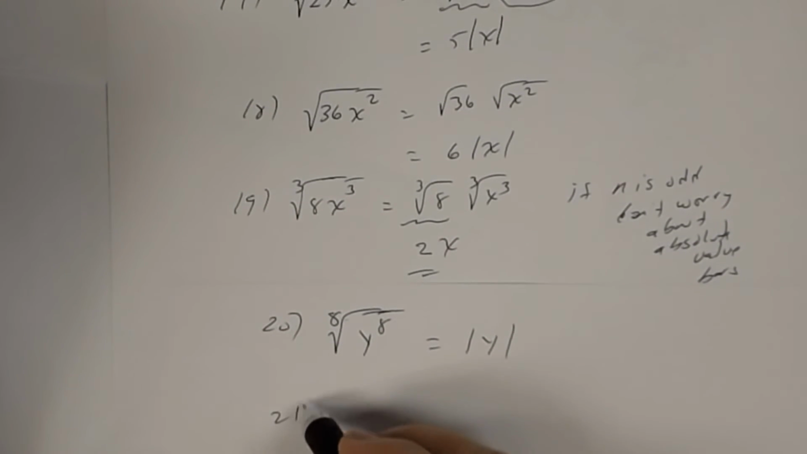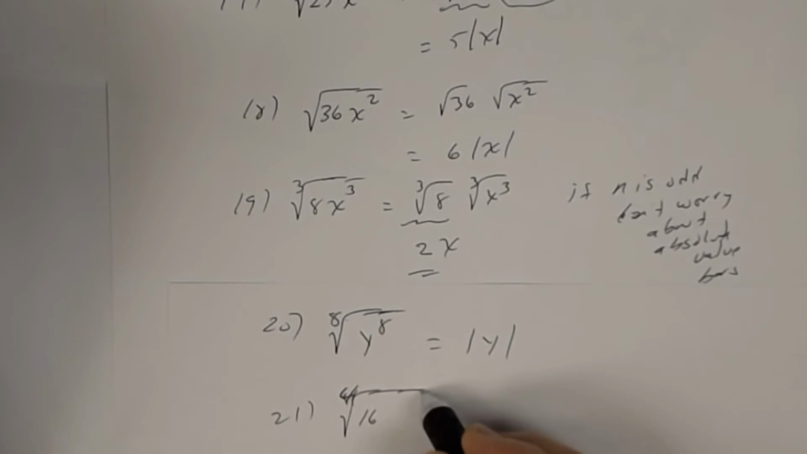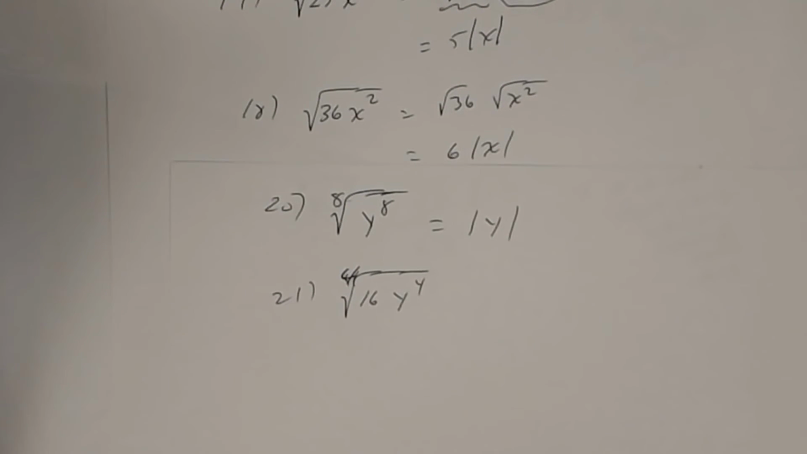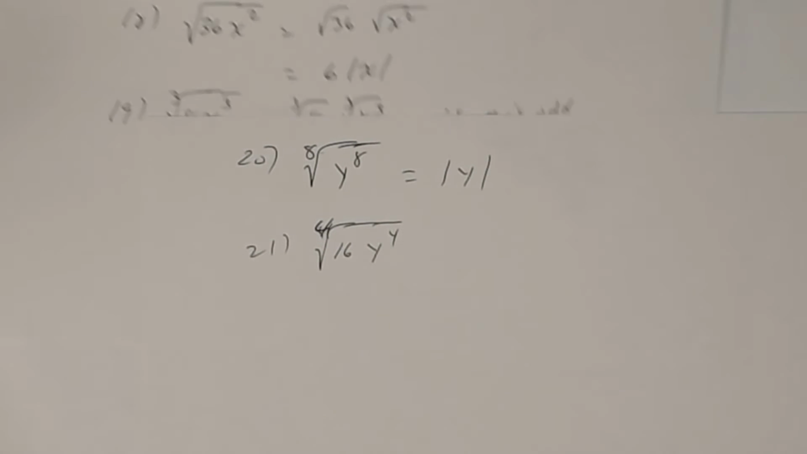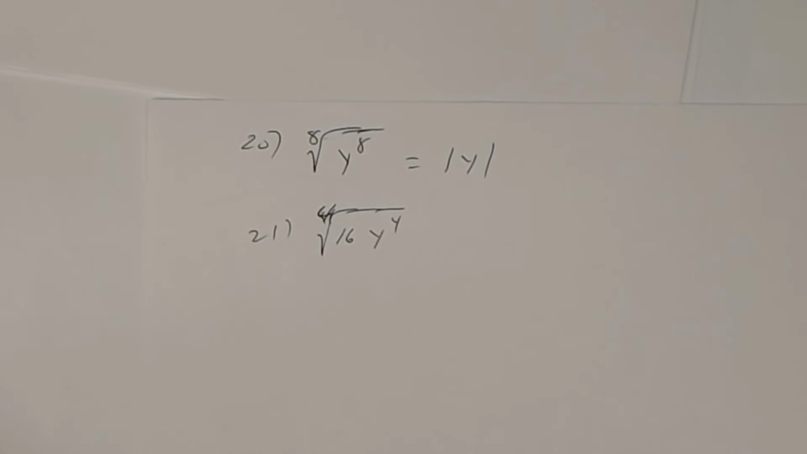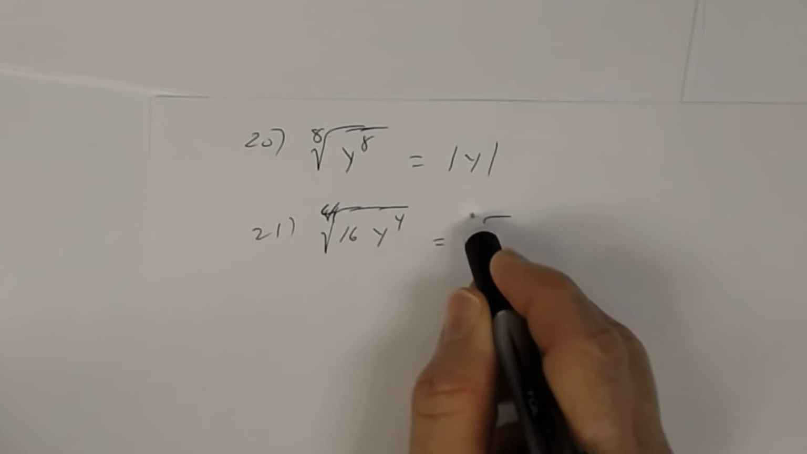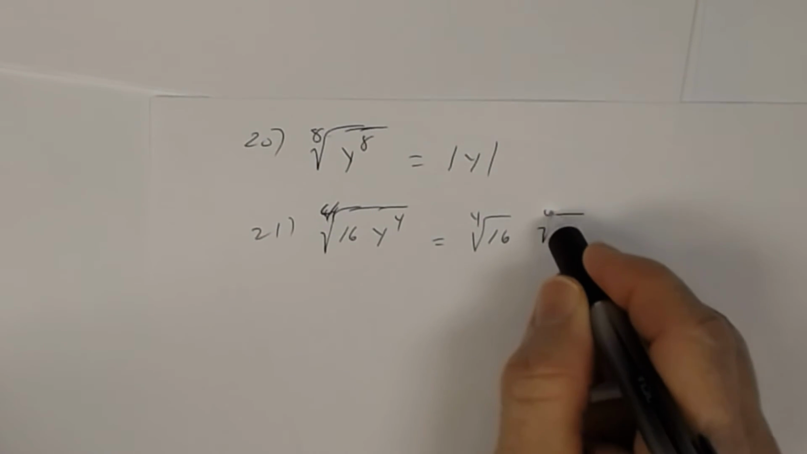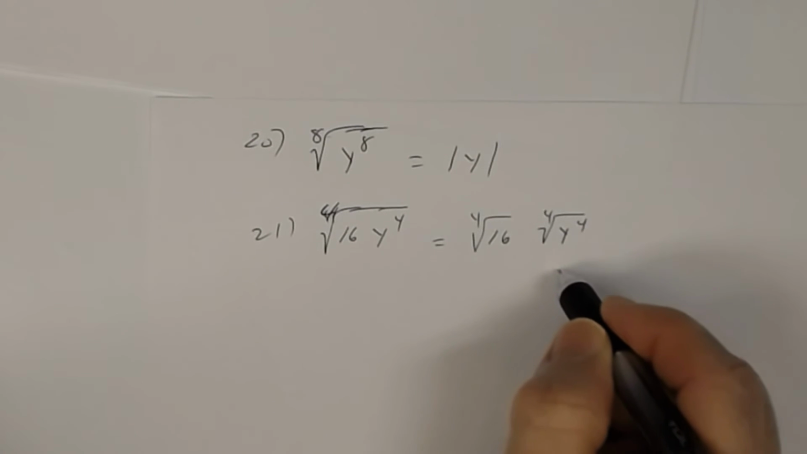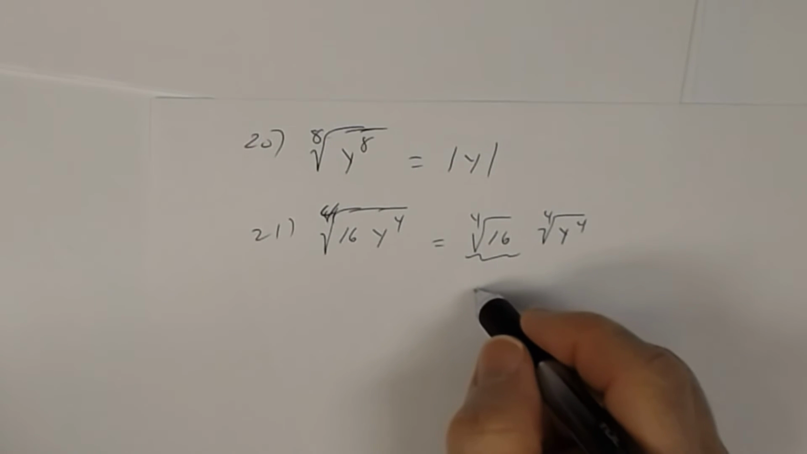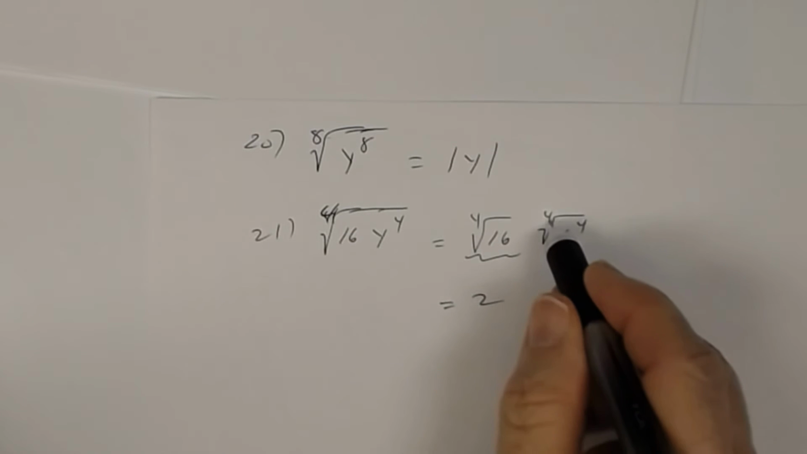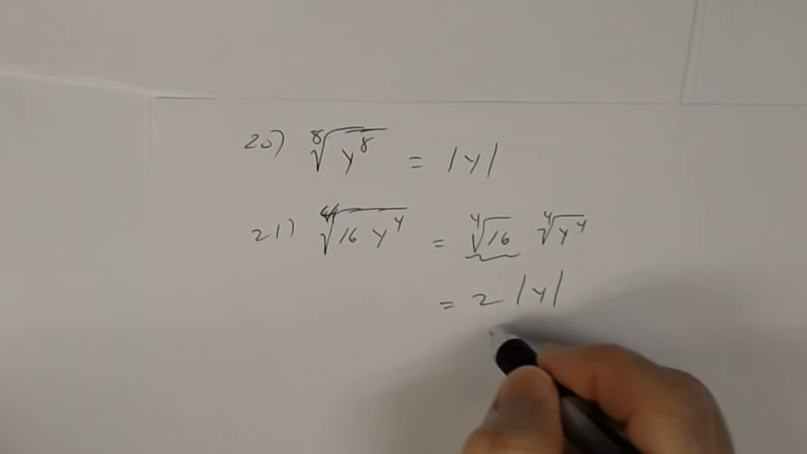What if I had, number 21, the fourth root of 16 y to the fourth? Well, again, that means the fourth root of 16 times the fourth root of y to the fourth. Well, the fourth root of 16 is 2. The fourth root of y to the fourth, be careful, that's even, right? So you need the absolute value of y.